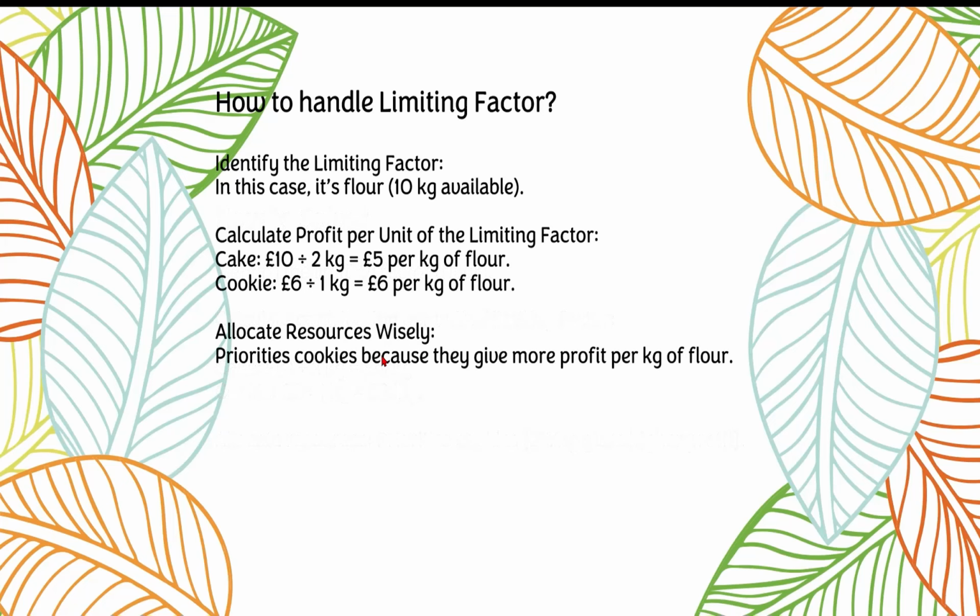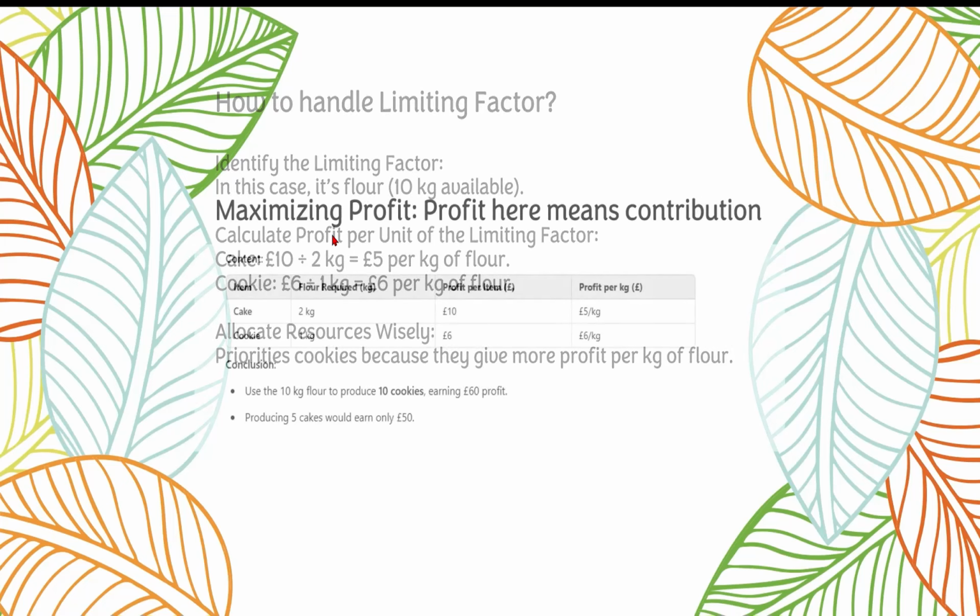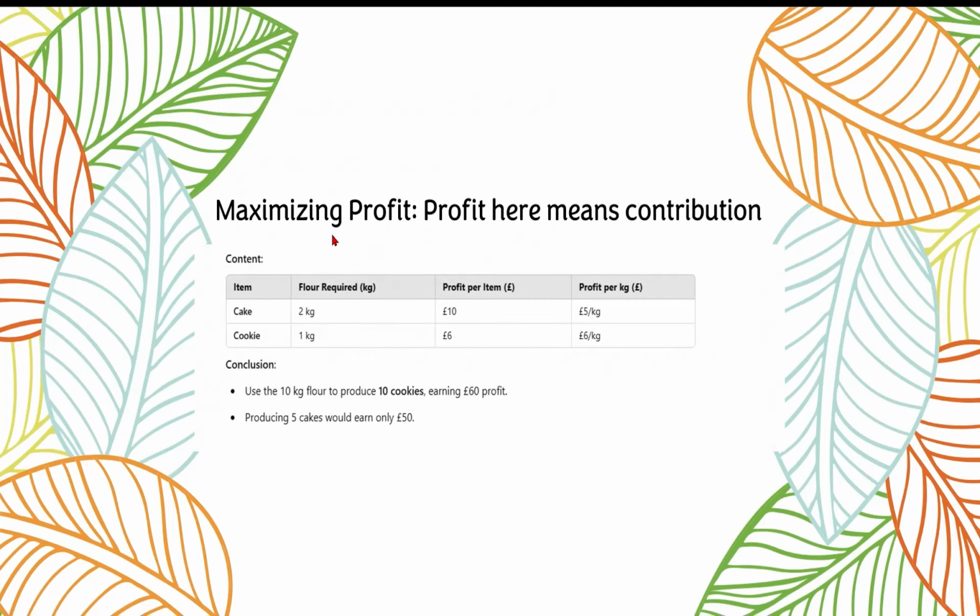So now how to handle the limiting factor? First, as I said, you need to identify the limiting factor, and in our case it was 10 kg of flour, right? Then we will calculate contribution per unit. Here I forgot to mention the contribution, instead of that I had put profit. So it's a contribution. It is the same as the previous slide.